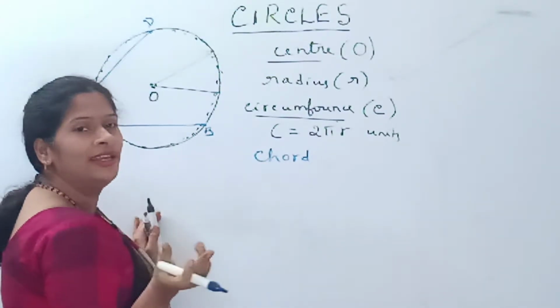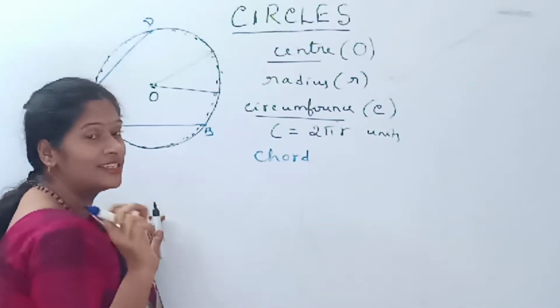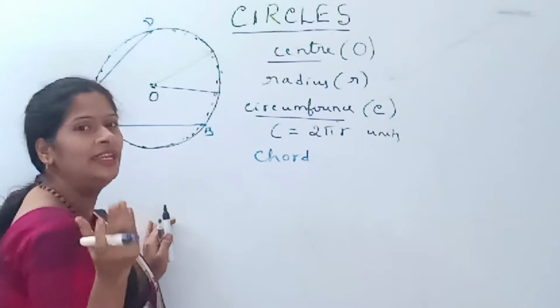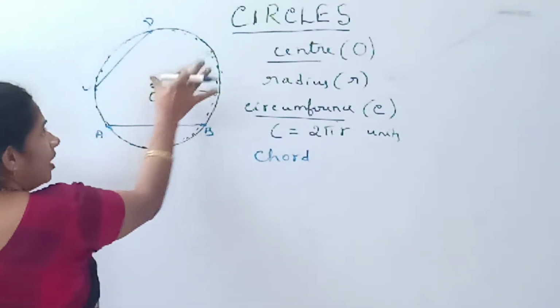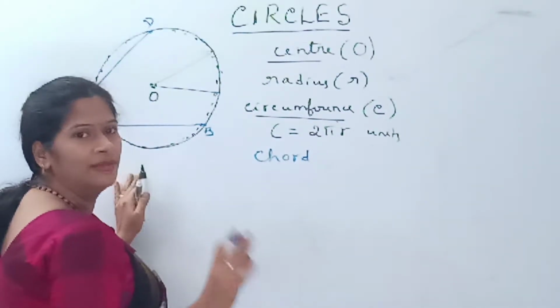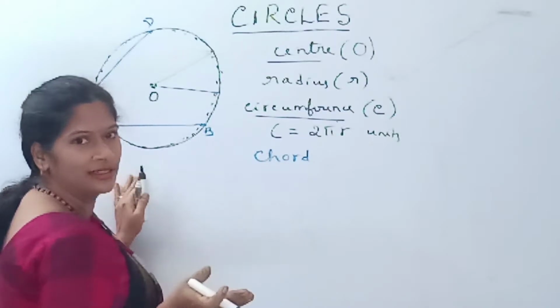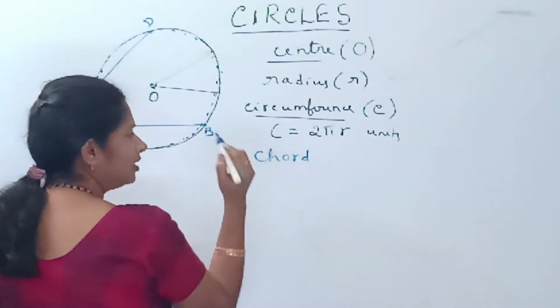Now my question is, how many chords can you draw in a circle? The answer is infinite, many number of chords you can draw in a circle. How many radii can you draw in a circle? Infinite, many number of radii you can draw in a circle. Is it clear?